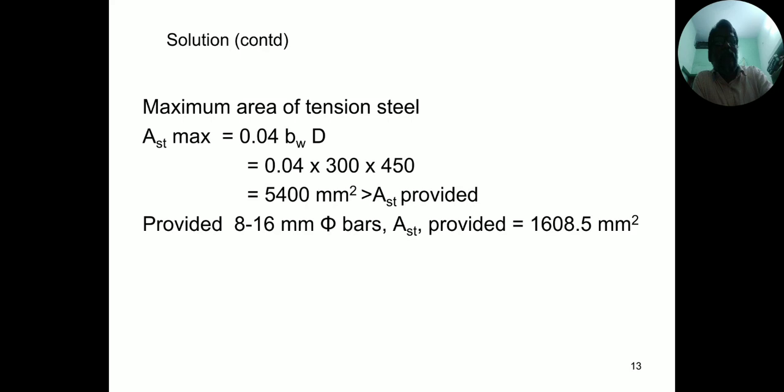Hence provide 8 number 16 mm dia bars. AST provided is 1608.5 mm square. AST maximum is more than AST provided. Our provided steel is more than the minimum and less than the maximum. Hence, the provided steel is safe.